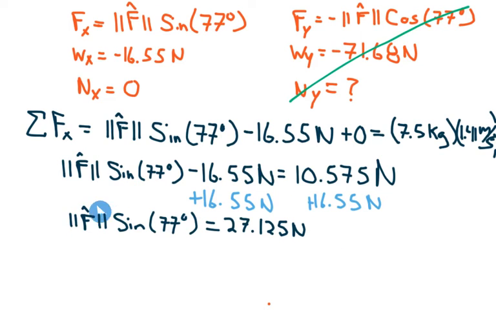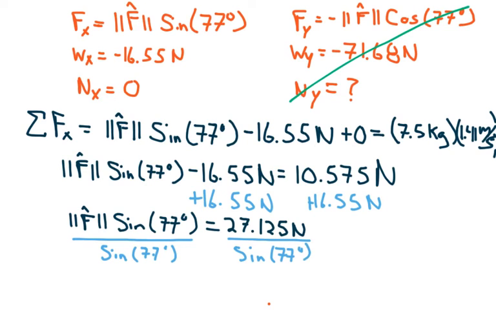Now the final step is to solve for the magnitude of the force that we're pushing this cart. We just divide both sides by sine of 77 degrees. And we find that the magnitude of the force that we need to push this is equal to approximately 28 newtons, and that's already rounded to the correct number of significant figures, so around 28 newtons. Okay, and that's the end of this problem.